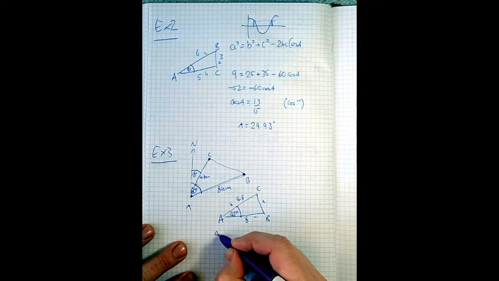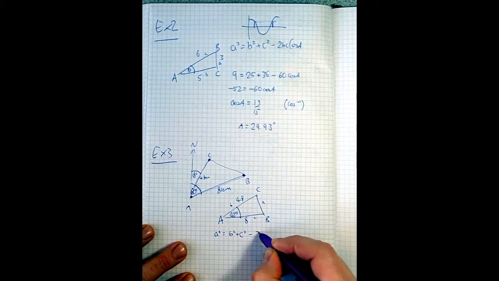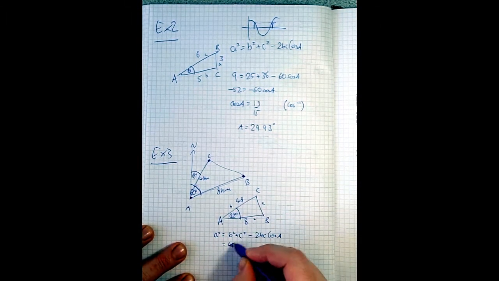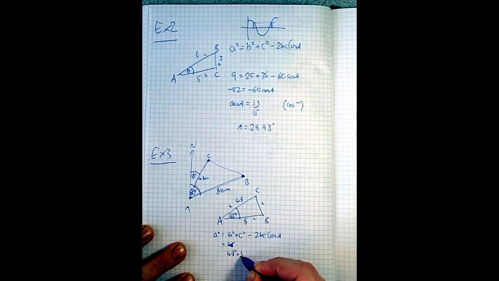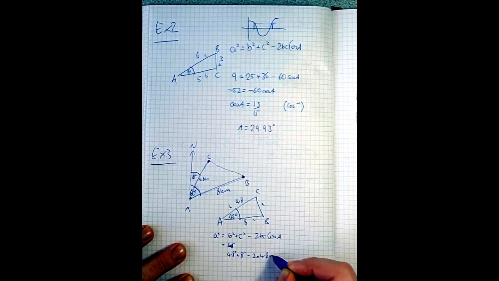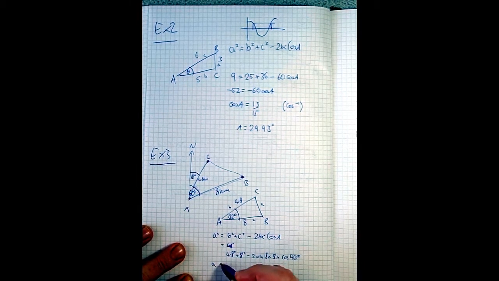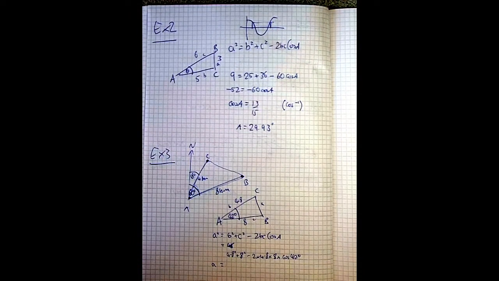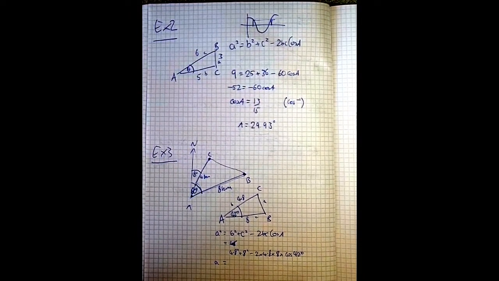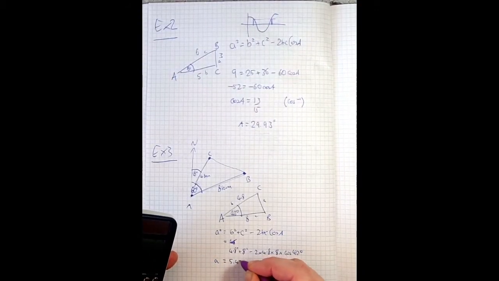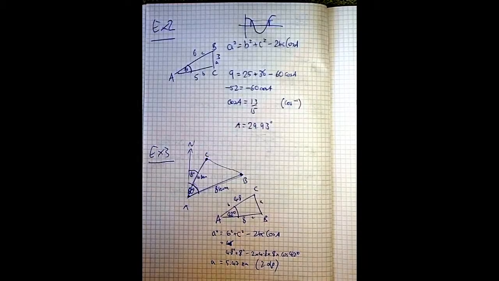It wants A, so A squared is B squared plus C squared minus 2BC cos A. 4.8 squared plus 8 squared minus 2 times 4.8 times 8 times by cos of 42 degrees. I'm going to type all that in, take the square root. Here we go, 4.8 squared plus 8 squared, cos 42. Take the square root of that. 5.47 kilometres to 2 dp.